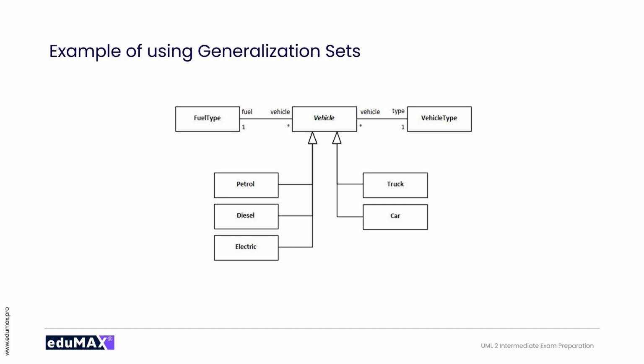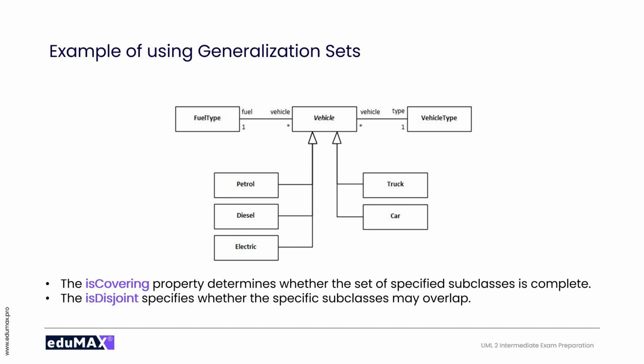We have in this way created two generalization dimensions, or in other words, two generalization sets described by the fuel type and the vehicle type classifiers, respectively, but it's not over yet. Do you remember that a generalization set has two properties? We can use them to specify additional features of the dimension. The is covering property determines whether the set of specified subclasses is complete. The is disjoint property determines whether the specified subclasses can overlap.